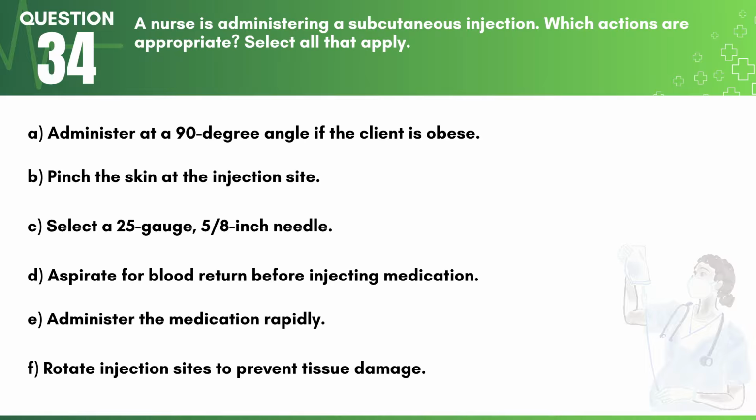Question 34. A nurse is administering a subcutaneous injection. Which actions are appropriate? Select all that apply. A. Administer at a 90-degree angle if the client is obese. B. Pinch the skin at the injection site. C. Select a 25-gauge, 5/8-inch needle. D. Aspirate for blood return before injecting medication. E. Administer the medication rapidly. F. Rotate injection sites to prevent tissue damage.